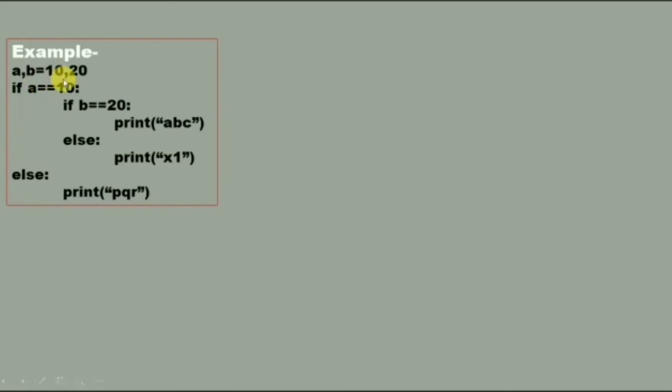A and B, I have assigned two values. A is assigned value 10 and B is assigned value 20. Then I have written, if A is equal to 10. Since the first condition is true, we'll move inside the body of if block, and there is another if block over here. If B is equal to 20. Now this condition is also true. So what will happen? We will simply print ABC. Right? So your answer is ABC.